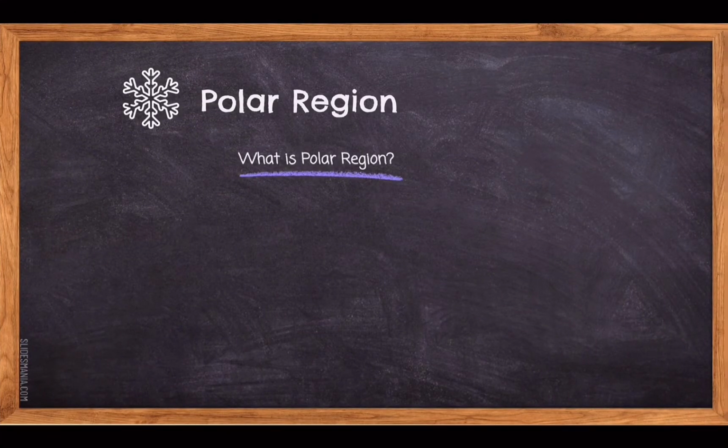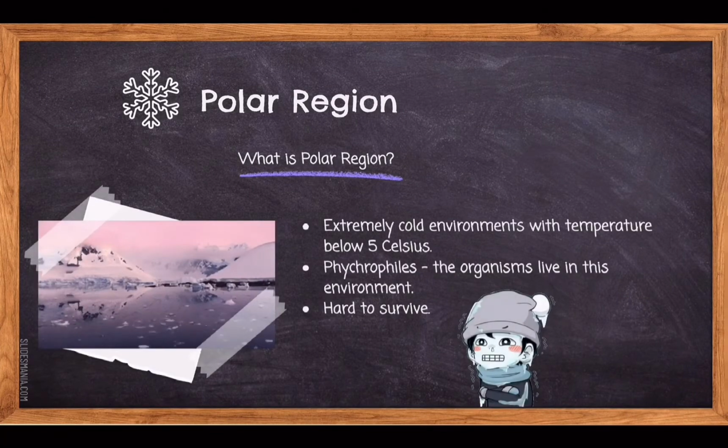Now let's get specific with the polar region, for example. Polar region is an extremely cold environment, those with stable temperatures below 5 degrees Celsius. Organisms that live in extremely cold environments are called psychrophiles, and this is one of the hardest environments for people to live or to survive in.